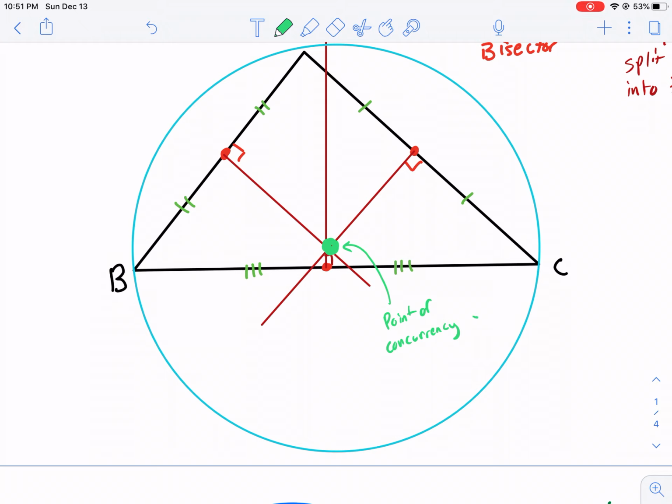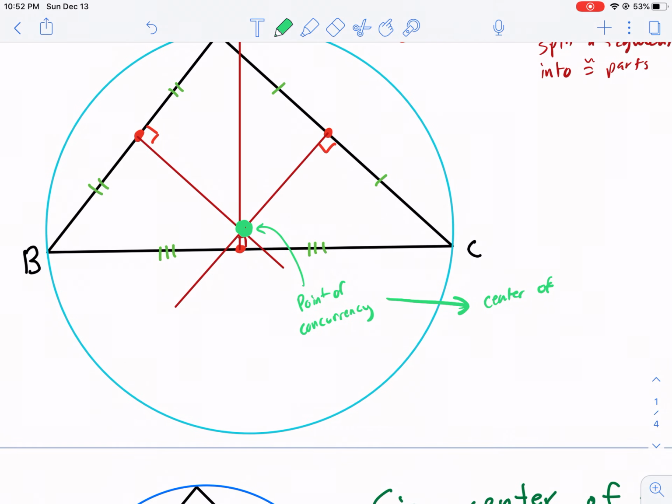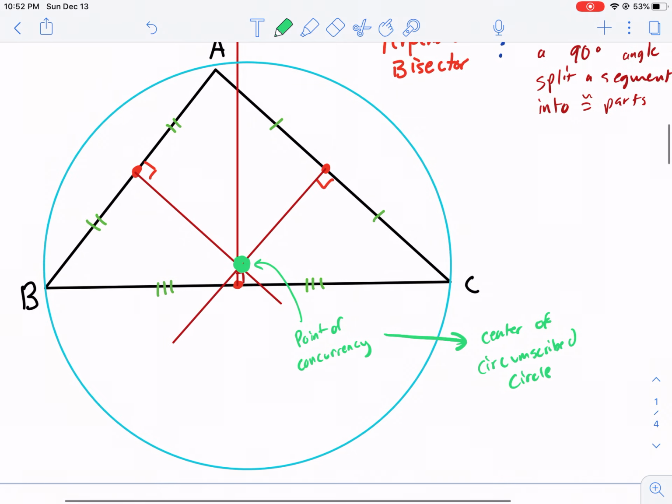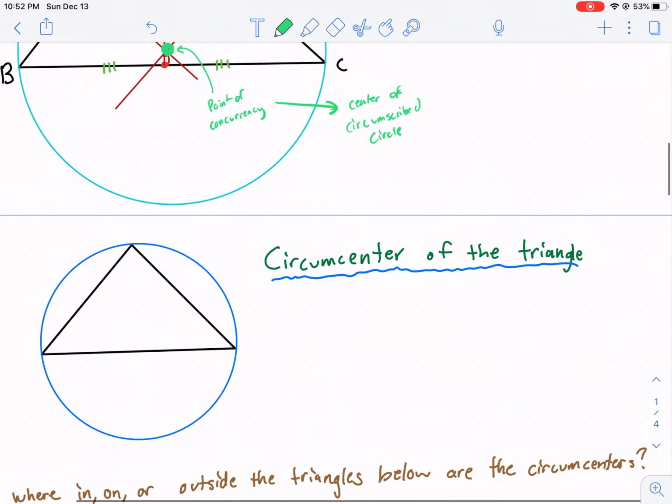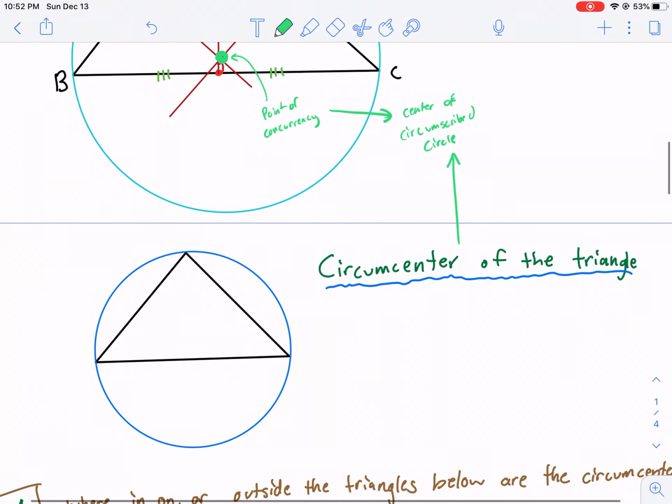is, okay, I'm going to draw an arrow over here. It is the center of, did I say triangle? I meant circle. That is the center of a, and this is a special word, circumscribed circle. Circumscribed means to go around. Circumference is to go around. So the circumcenter of the triangle is the center of a circumscribed circle on a triangle.